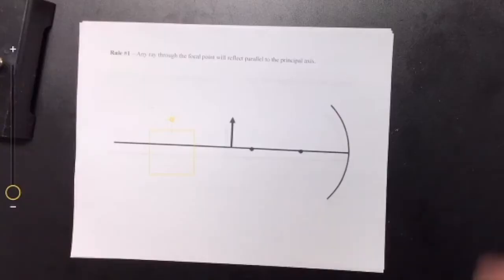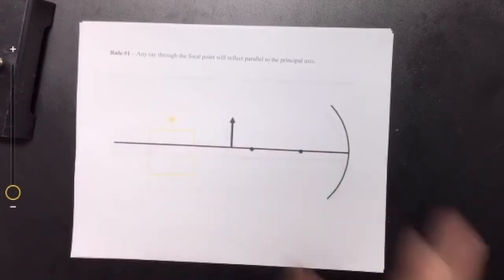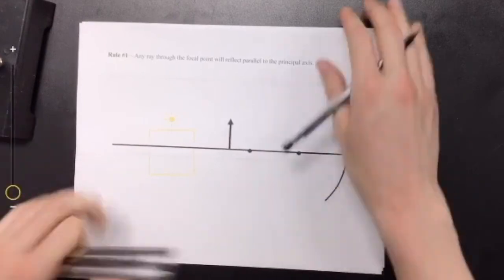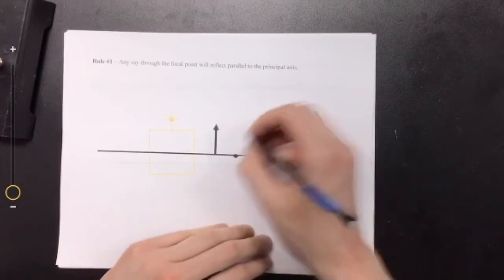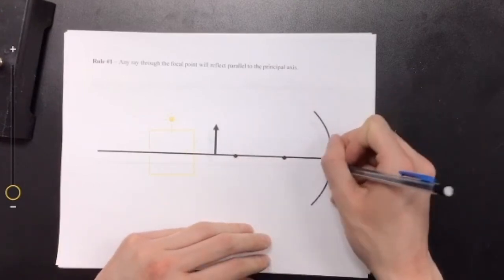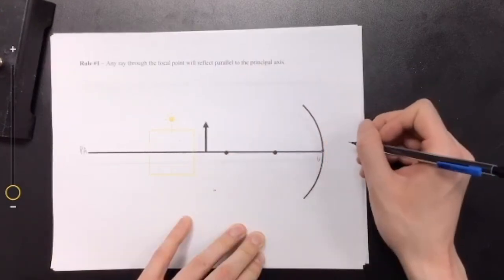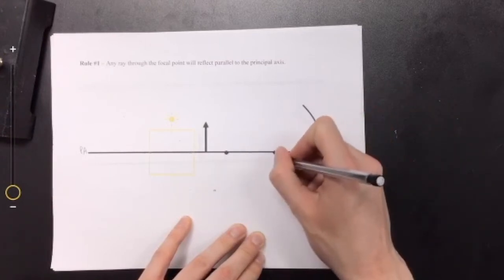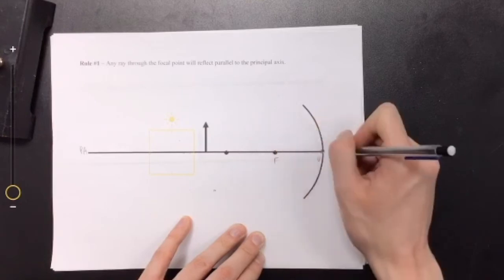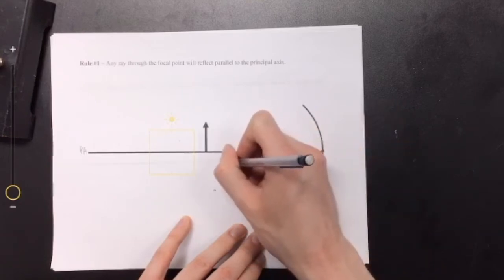So this is just a general showing of how to do the rules, right? We could actually get an image forming here if we wanted, but we're just going to get the idea of ray tracing diagrams. So we have our vertex here where the principal axis meets the mirror.